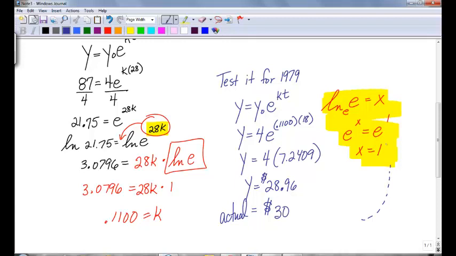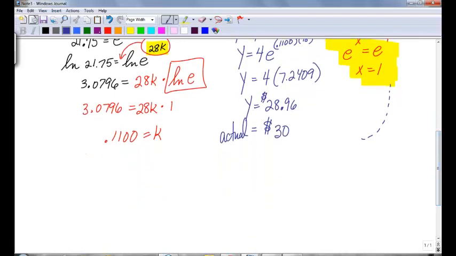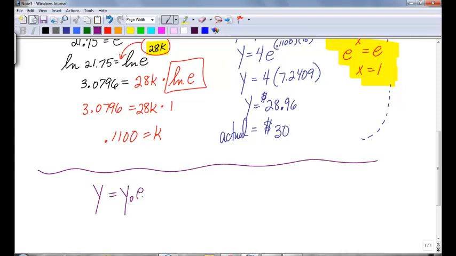Now, if that's the case, what would it have cost you to go to prom in Van Nuys, California this year? So now you got to figure that. So y equals y sub 0 e to the kt power. We know y sub 0 was 4. The k is still the 0.1100, and that's rounded. And we're going 2013 to, what was it, 1961? 52 years.